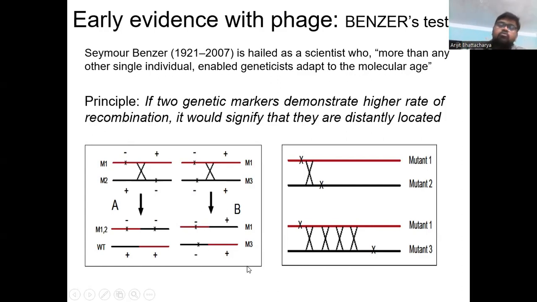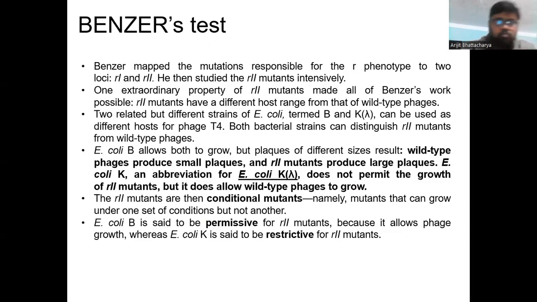So in principle, if two mutations are too closely related to one another, there will be no recombinant. If they are sufficiently distant to one another, there will be recombinant. So a recombination frequency can help us to map different mutations on a genome. Benzer's test is one of the most important tests conceptually as well as in terms of its significance in understanding the molecular nature of the phage genome or any genome per se.